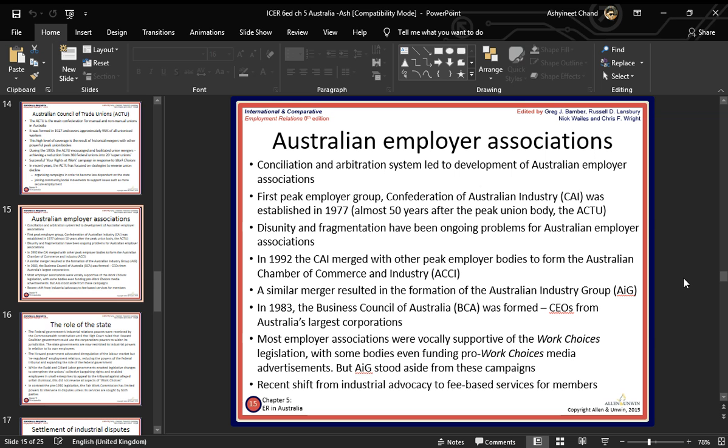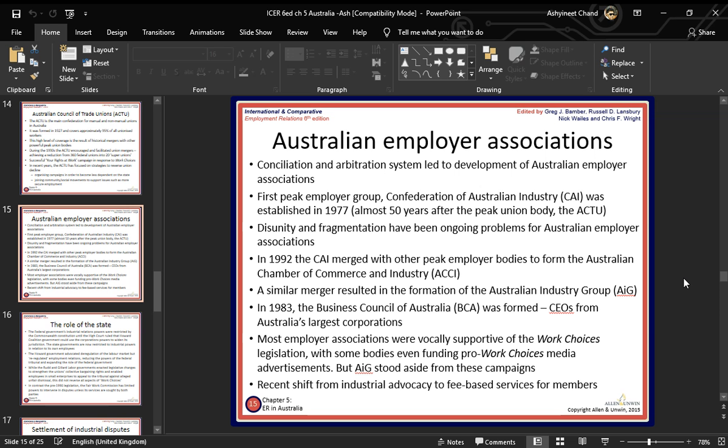A similar measure resulted in the formation of the Australian Industry Group, AIG, and in 1983, the Business Council of Australia, BCA, was formed. And in BCA, the members are CEOs from Australia's largest corporations. So they have got three bodies. ACCI is the largest one, that's the main umbrella body, and then they have got the AIG and BCA. You will see something similar is also present in New Zealand when we discuss New Zealand next week. They also have got a business roundtable and things like that, whereby the CEOs of big businesses are members. Just like in the Business Council of Australia, the CEOs from Australia's largest corporations are members.